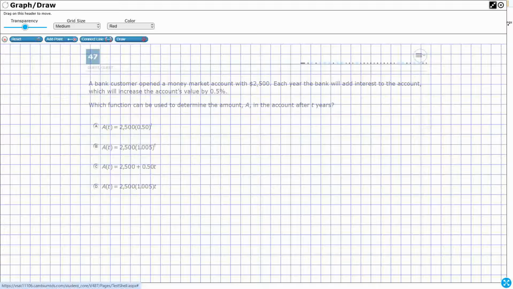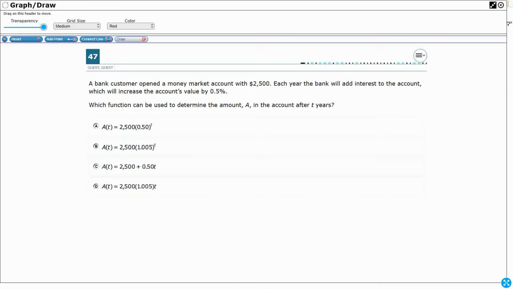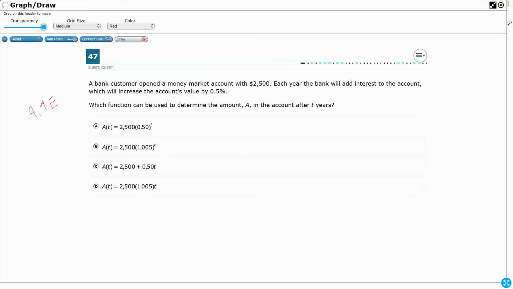Now, we do not have the standard form of exponential functions in our reference materials, so we just need to know that it's going to be y equals a times b to the x. That's our standard form. This is going to be our initial value, our starting point, our y-intercept, right? In this case, it's going to be the amount of money that we start with, our principal, okay?